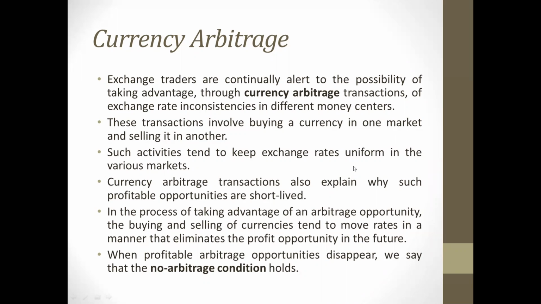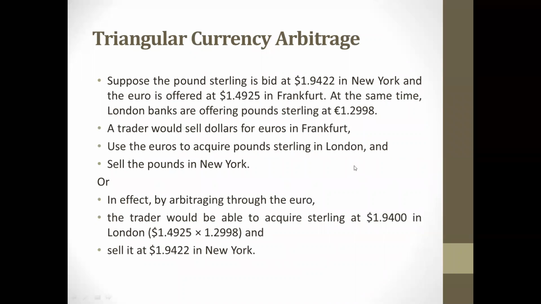Let's look at an example, and then you can get more understanding about what currency arbitrage means. Before that, you have to keep in mind that arbitrage can happen in two forms. One we call two-point arbitrage. That means you only have two centers: you buy at one center and sell it to another center.